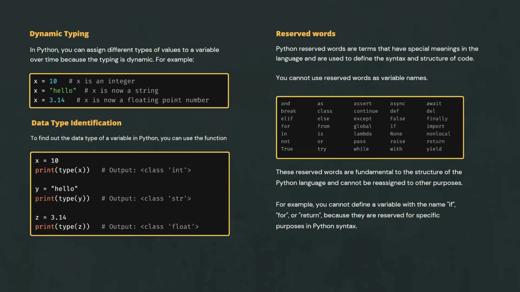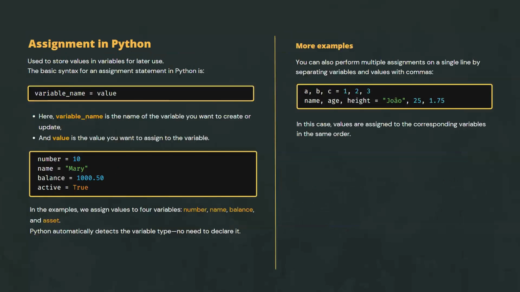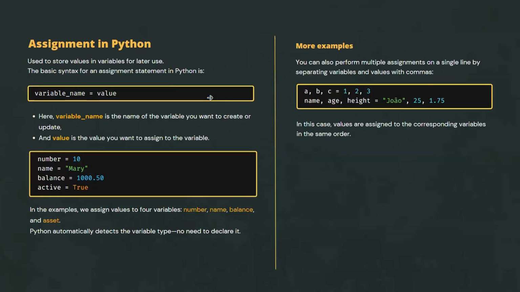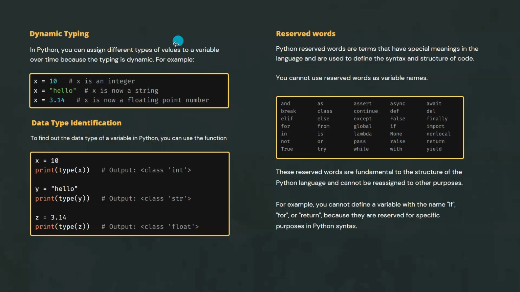All right, that was the deep dive into the variables that we missed earlier, and we have covered the smart ways of naming the variables, and we have covered assigning the values, and we also covered dynamic typing, and then we have covered the reserved words.